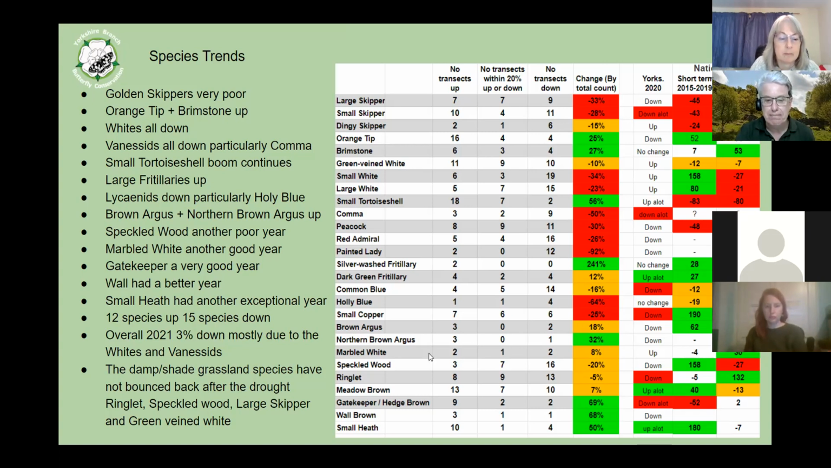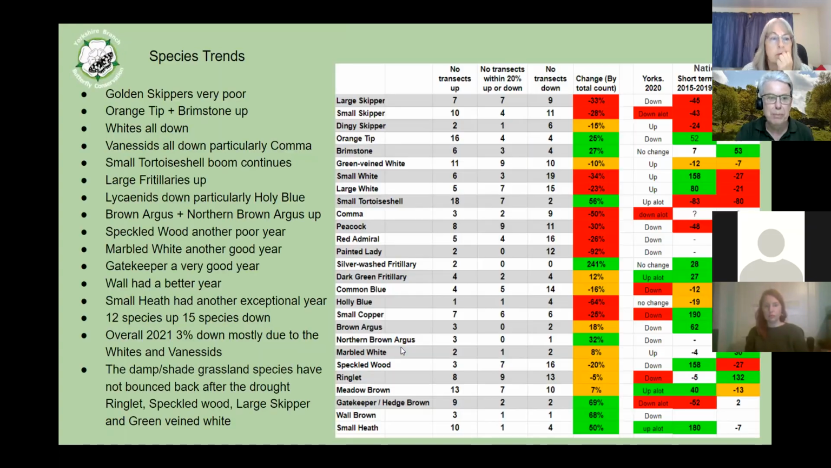Marble White, well, now we have for the first time really quite good monitoring with the new sites on the wolds, and we're beginning to see that it's actually on the increase, and in the long term it's on the increase. Short term it can suffer with drought, and that's, I think, reflected in that figure there. It's slightly down with the drought.